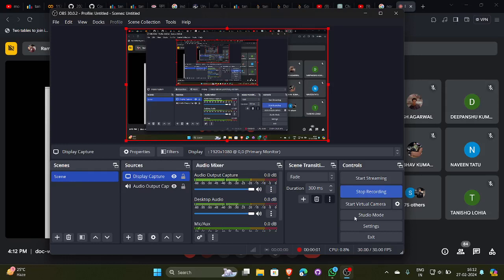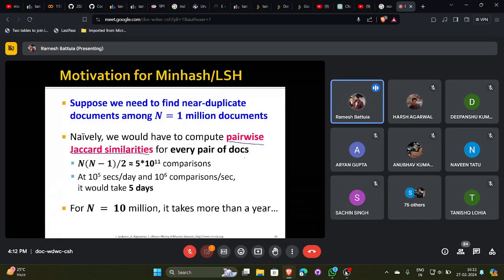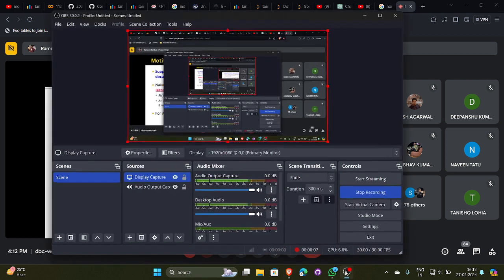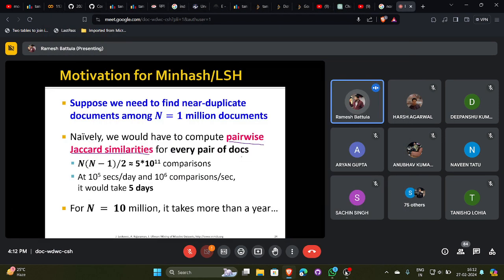So for every pair of documents you choose, you have to do a comparison. Suppose you have n documents. How many comparisons need to be made? n into n minus 1, and since the pairs are unordered, divided by 2. So the number of comparisons required is about 5 into 10 to the power 11 comparisons.